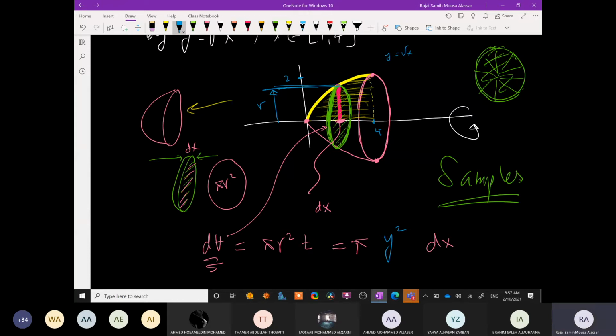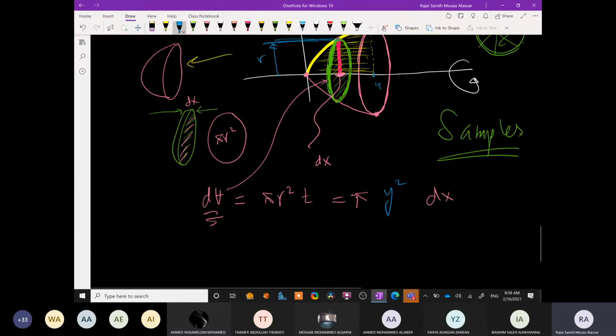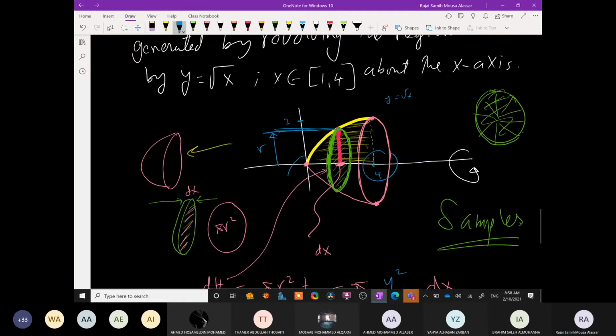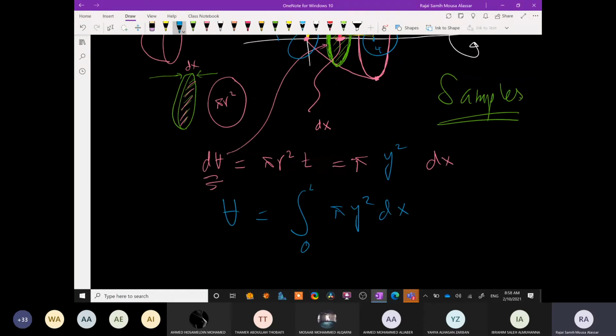Then what do I do with these samples? Take the integral, I add them up, yes, because there will be plenty of these green samples. So in order to find the volume, I will just integrate pi y squared dx from where to where? From 0 to 4. Okay, but there's only one little problem, and I'm integrating with respect to x.